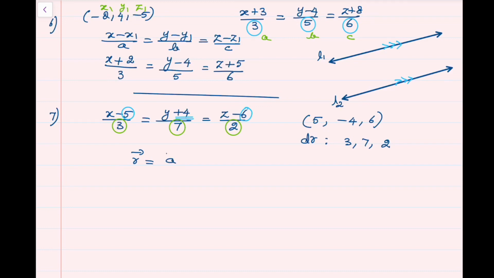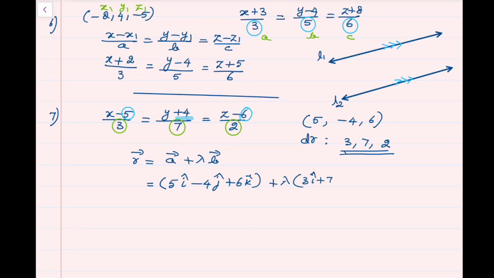Vector r is equal to vector a plus lambda times vector b, where vector a is the point on the line and vector b is the parallel vector. Let us substitute 5i minus 4j plus 6k plus lambda times, b vector is 3, 7, 2, 3i plus 7j plus 2k. So, if the equation of a line is given in Cartesian form, easily we can change it to vector form. Similarly, if it is given in vector form, easily we can write it in Cartesian form.